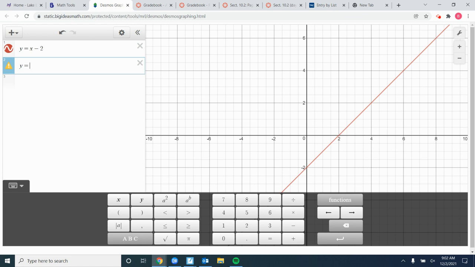Now, let's see. Negative, I think we can use a minus sign. Sometimes you can't. We'll see what happens. Nope, that's good. Plus 4. All right, do they cross? That's your answer.